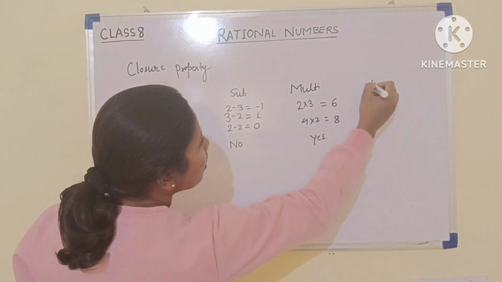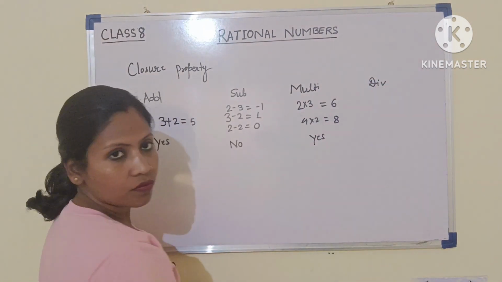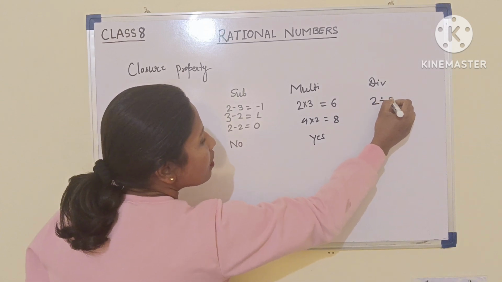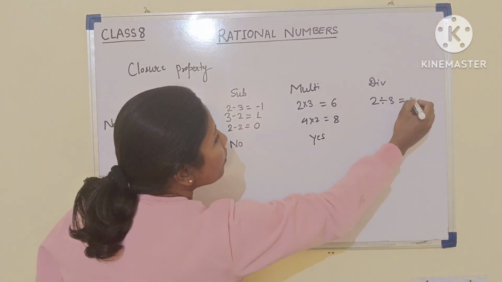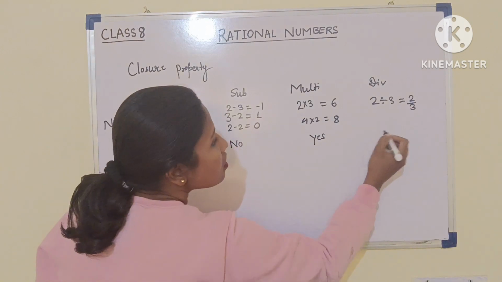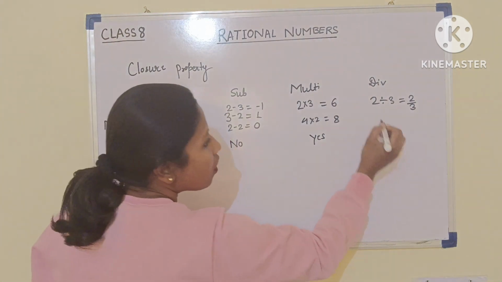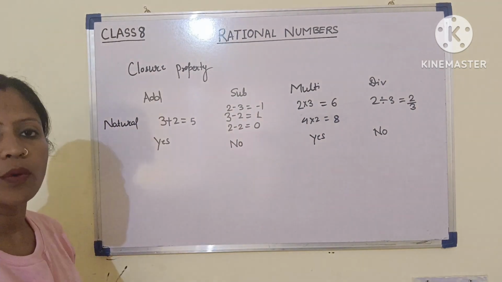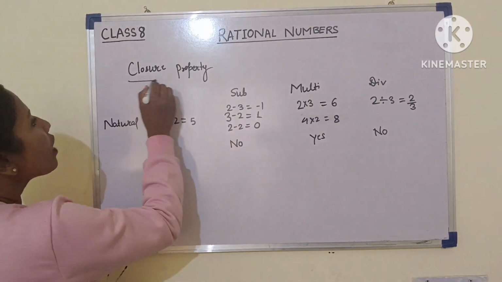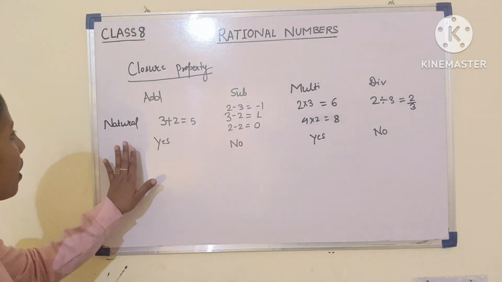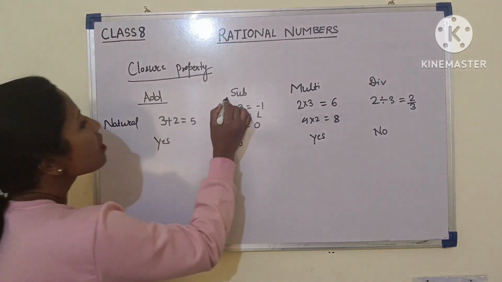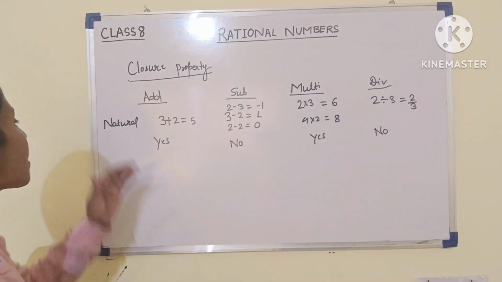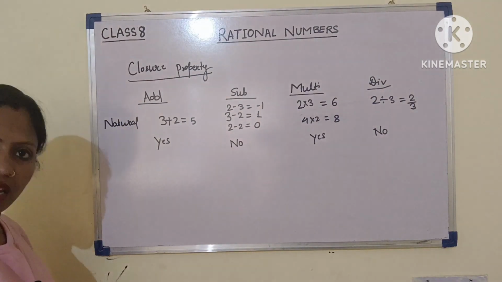Okay, now let's talk about division. 2 divided by 3. When we are dividing 2 by 3, it's giving a fraction. It's not giving a natural number. So division does not follow this closure property. So we got to know about the natural numbers. For natural numbers, we read addition, subtraction, multiplication and division and their closure properties, right?